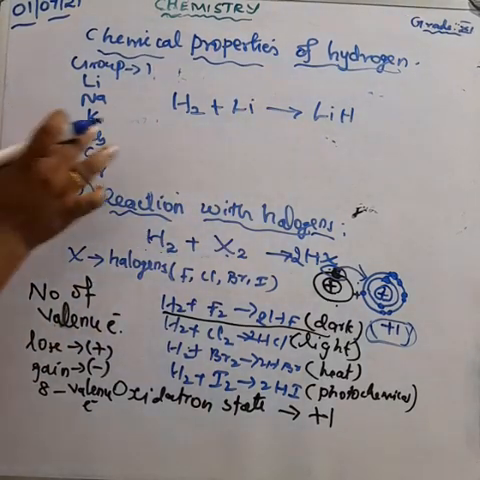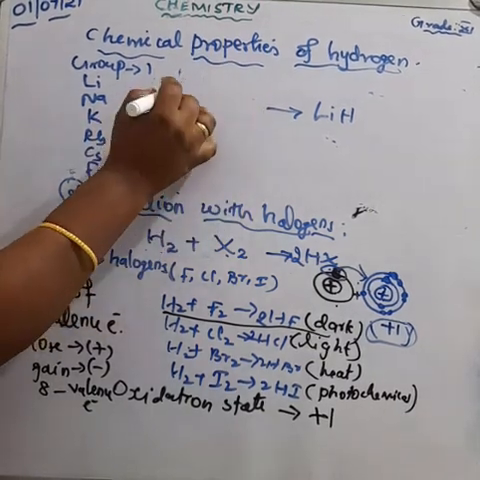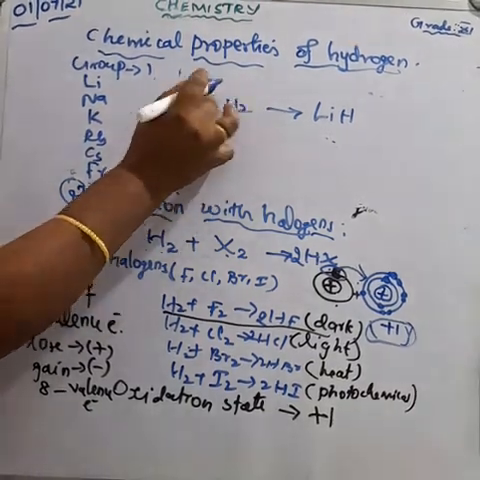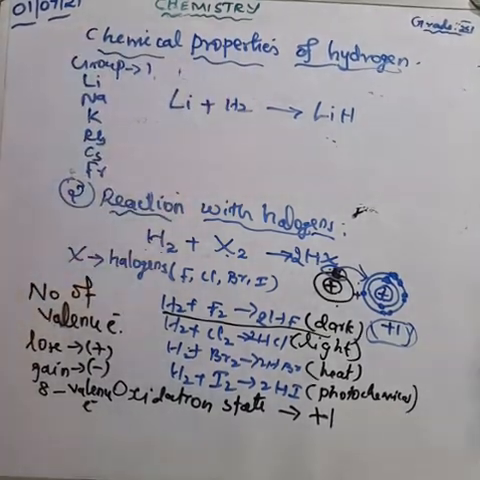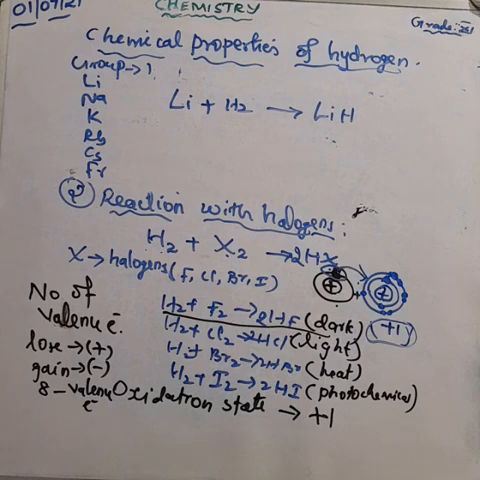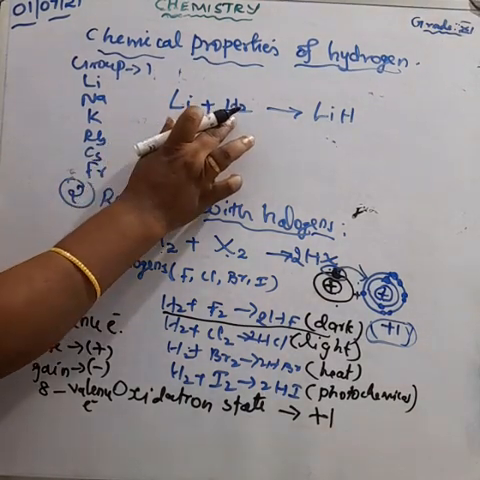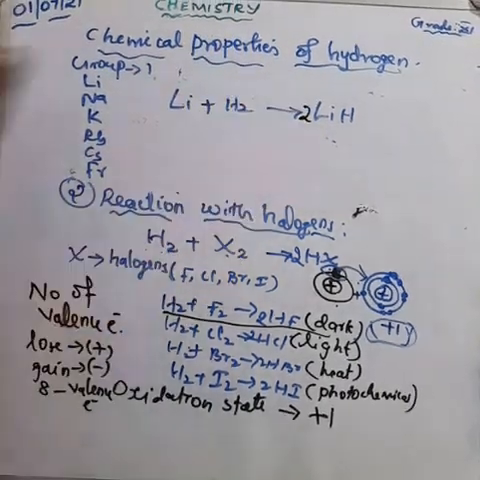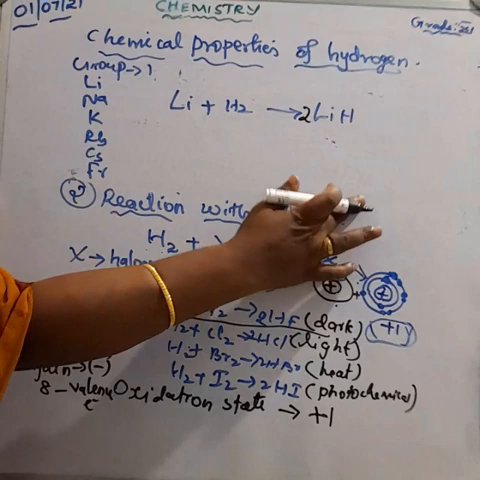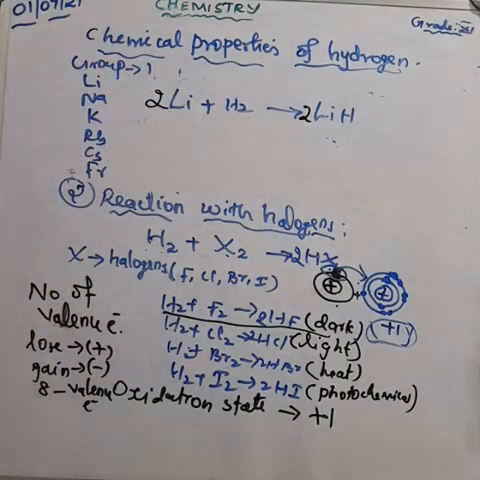So lithium means Li. It combines with hydrogen H2. Lithium is one of the alkali metals. It combines with hydrogen to form lithium hydride, LiH. We have to balance the equation here. Hydrogen here has 2 atoms, but here only 1 hydrogen, so we have to make here 2. Lithium here is 2, but here only 1 lithium, so we have to make here 2.